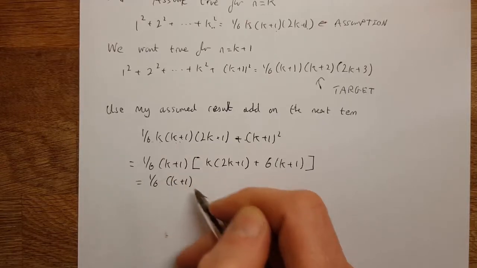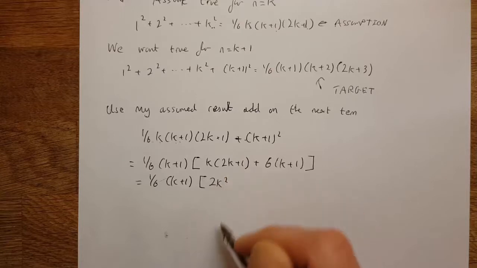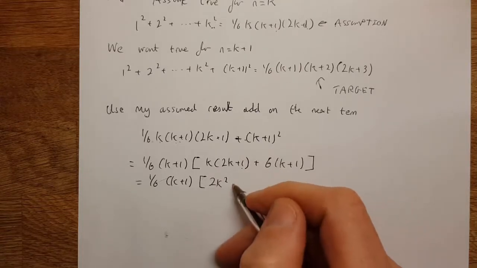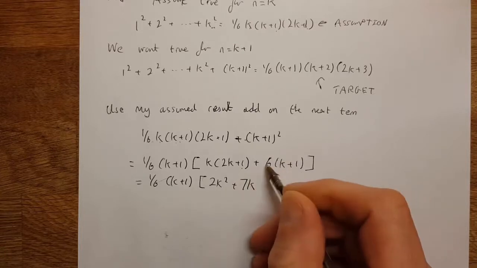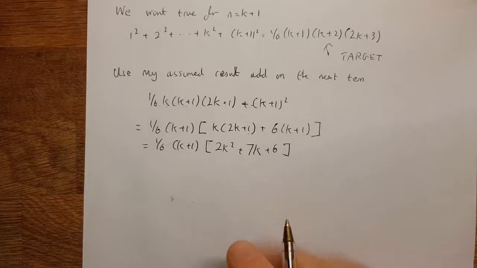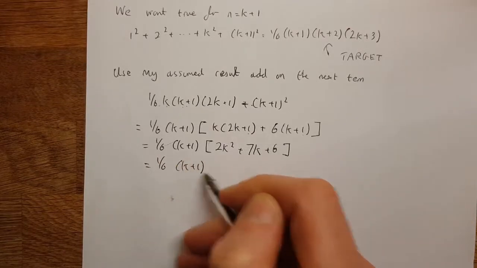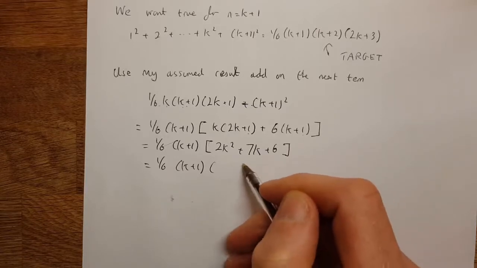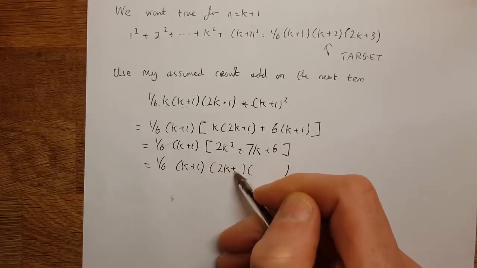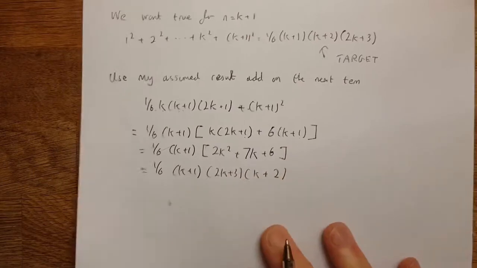Looking at this square bracket, I can see that that is 2k squared. That term there is going to give me k plus 6k, so I'm going to get plus 7k, and then the number at the end is plus 6. I've got a quadratic. The natural thing to try and do is factorise it, and it will indeed factorise to 2k plus 3 and k plus 2.